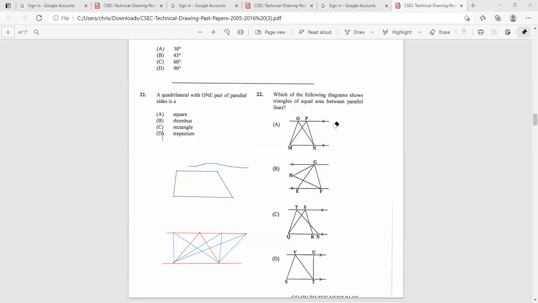So which of these share the same base and is within the same altitude? Which of these? This comes closest. Well, A, sir. Definitely is A. A is the answer. Yeah, A is the answer. All right. A is definitely the answer. All right.